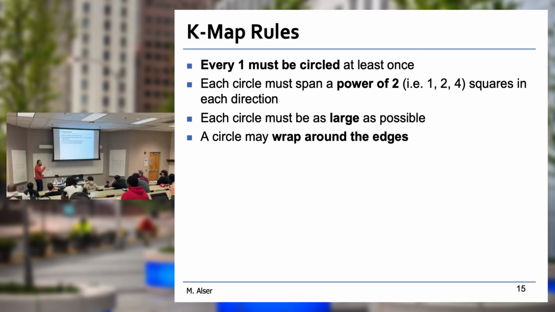A circle may wrap around. By circle we mean a group. When we group the ones, they may wrap around. What does it mean? If we have one over here and one over there, we could group them. Why? Do you remember the donut shape, the torus? So this is really as if it is connected to that side. So we group this one and that one as the same group. Those two would result in a single term, not two terms. When you build the equation like this, you only build one term for these two ones.